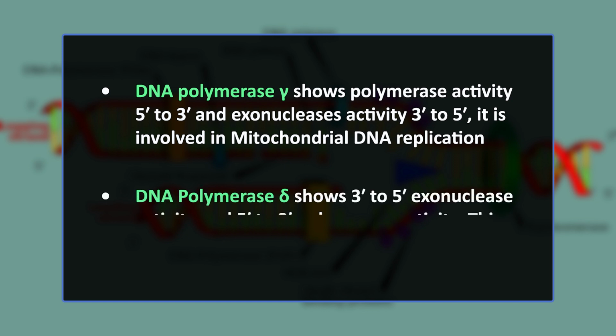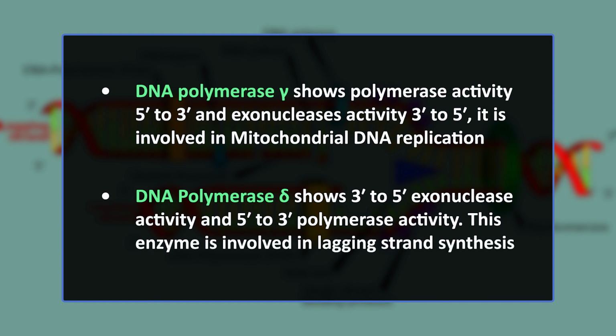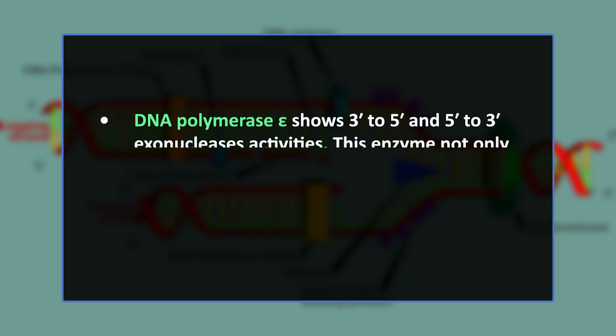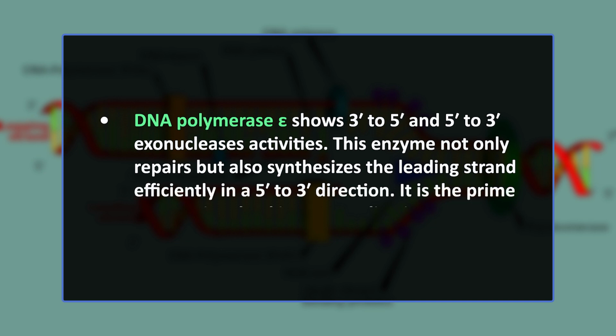Now, DNA polymerase delta shows 3' to 5' exonuclease activity and 5' to 3' polymerase activity. This enzyme is involved in lagging strand synthesis. DNA polymerase epsilon shows 3' to 5' and 5' to 3' exonuclease activity. This enzyme not only repairs but also synthesizes the leading strand efficiently in a 5' to 3' direction. It is the prime enzyme involved in DNA replication.